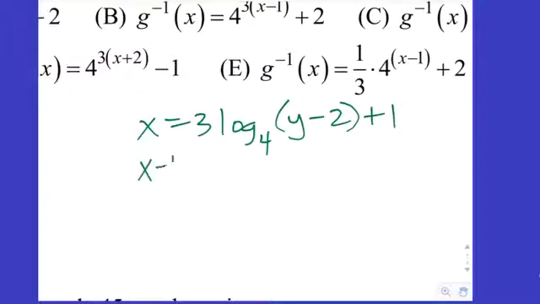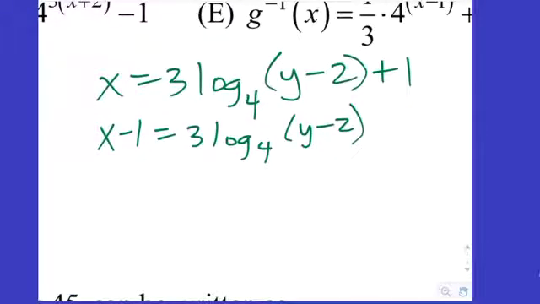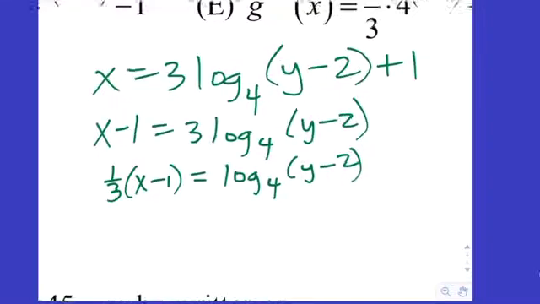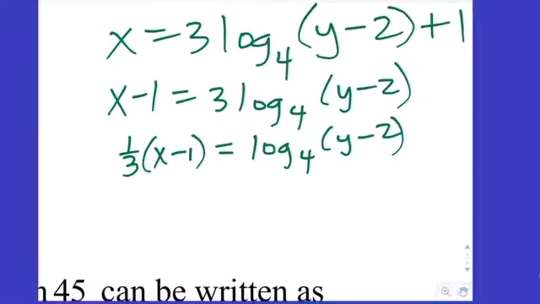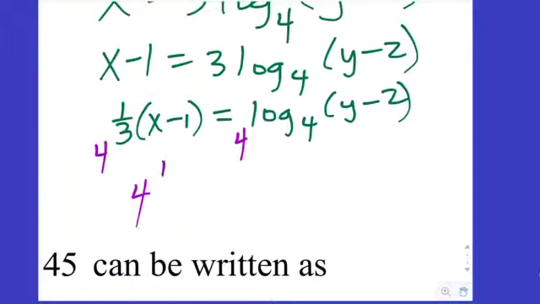We subtract 1 first, and that gives us 3 log base 4 of y minus 2. Now we divide through by 3, or multiply everything by a third. So you have a third of x minus 1. It divides out on the right, and you're left with log base 4 of y minus 2. That got our log isolated. Now we need to unlog it, and since it's base 4, we'll exponentiate both sides base 4. We're left with 4 to the 1/3 (x minus 1), and then 4 to the log base 4 of y minus 2 is just y minus 2.